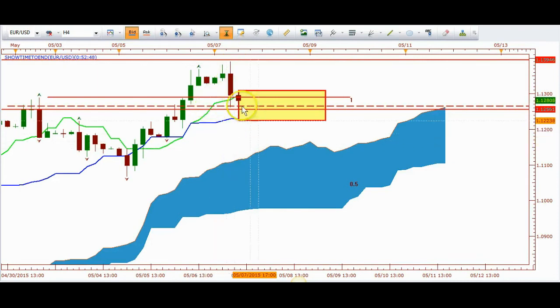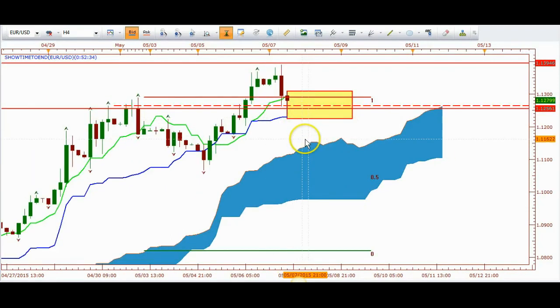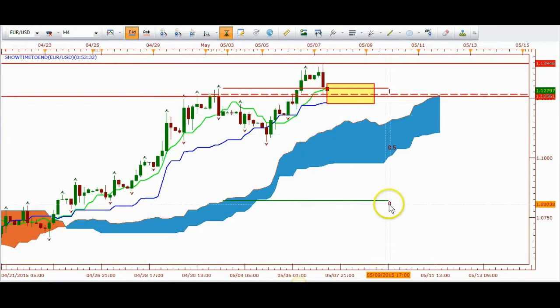Okay, but we definitely want to see price find support in this area. We don't want to see price close lower. Okay, but if price does close lower, then we'll have to reevaluate, and we'll still probably keep our bias to the upside until we get a Kumo breakout to the downside.